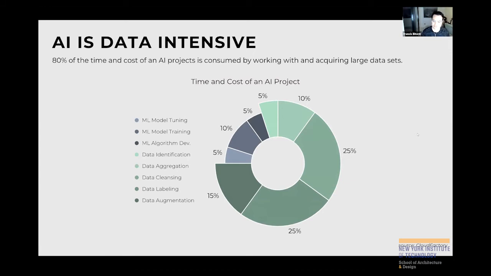This is a breakdown from Cloud Factory of the time and cost of an AI project and where that's distributed. The thing that stands out right away is that 80% of this has to do with tasks around data. Very little of it is model tuning, training, and developing the algorithm. The big cost centers from a business perspective right now are data aggregation, identification of data, cleansing, and labeling. Labeling by itself has become a multi-billion dollar industry, just trying to label unstructured data. And then ultimately there's the data augmentation.